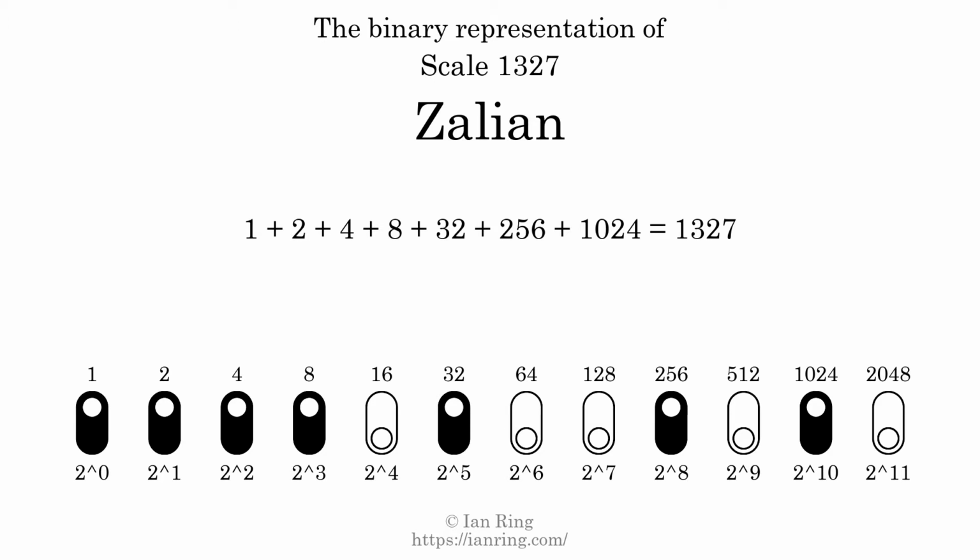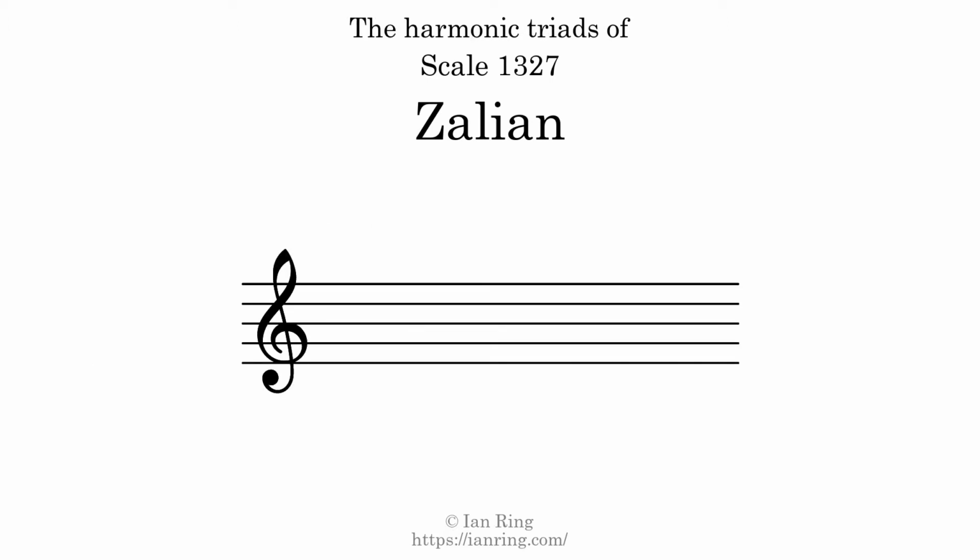1327. The scale number not only enumerates the scale with a unique index, but it also literally describes the tonal content of the scale. Represented as a binary number in base 2, the scale number is 0101001011111. Here are the harmonic triads present in this scale.